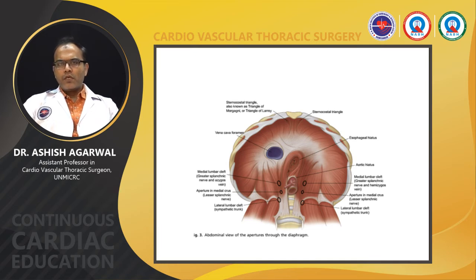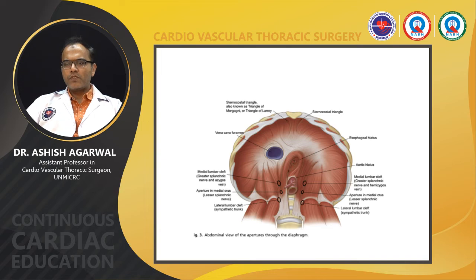Between the costal portion and the sternal portion of the muscular part of the diaphragm, there are two gaps. On the right side, it is called the trigonum sternocostale dextrum, also known as Morgagni's space, and on the left side, it is known as Larrey's gap.